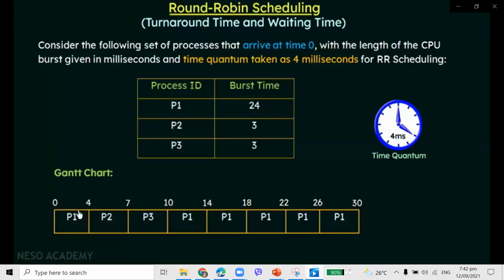And after that, what will happen? P1 will be preempted and the CPU will be given to the next process in the queue. Which is the next process in the queue? It is P2. And what is the burst time of P2?